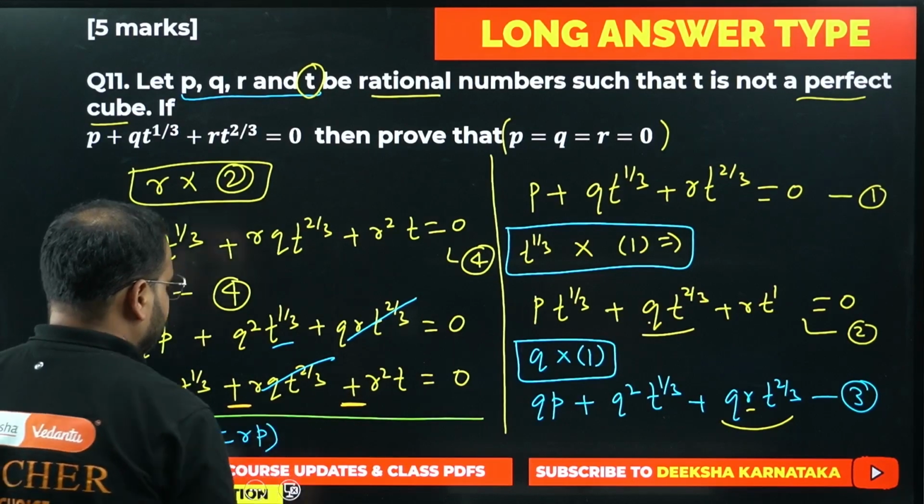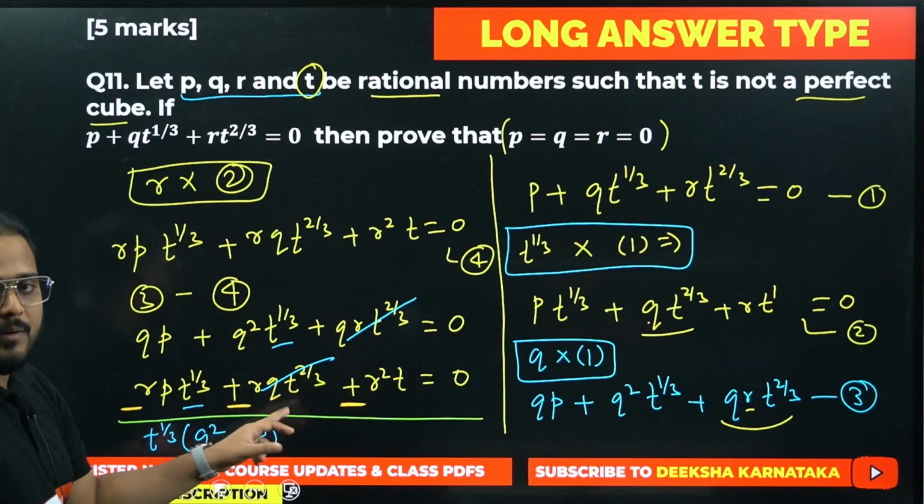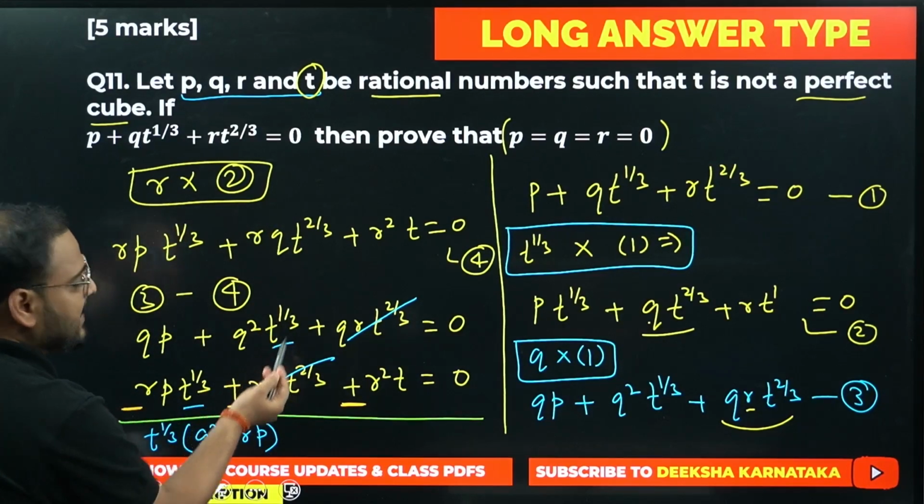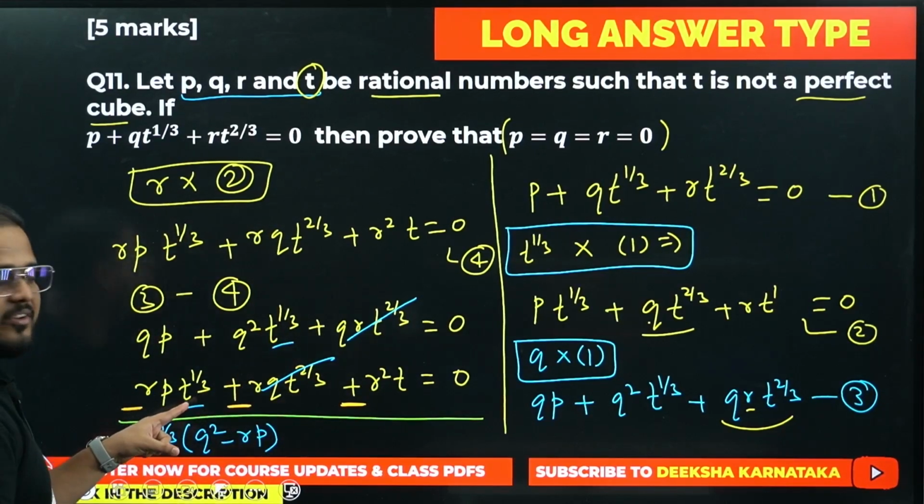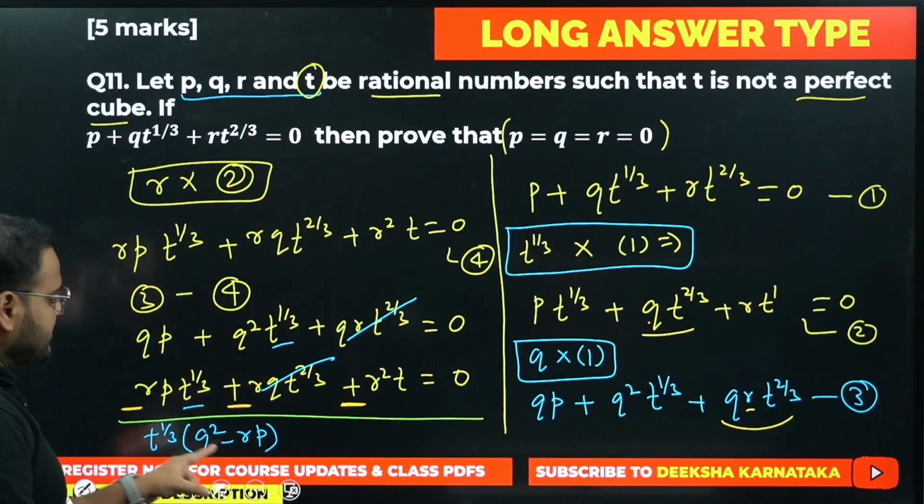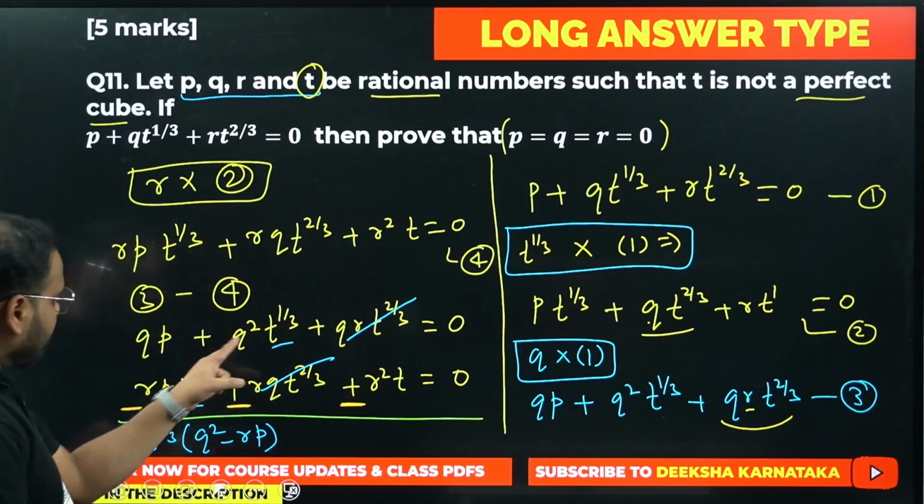Have a look. I'll not hurry. After cancelling these two terms, what is left in the numerator or in the first term, positive term? Q square t power 1 by 3. I also have a t power 1 by 3 term here. I've taken t power 1 by 3 common. It becomes what? Q square minus rp. Yes, q square minus rp.